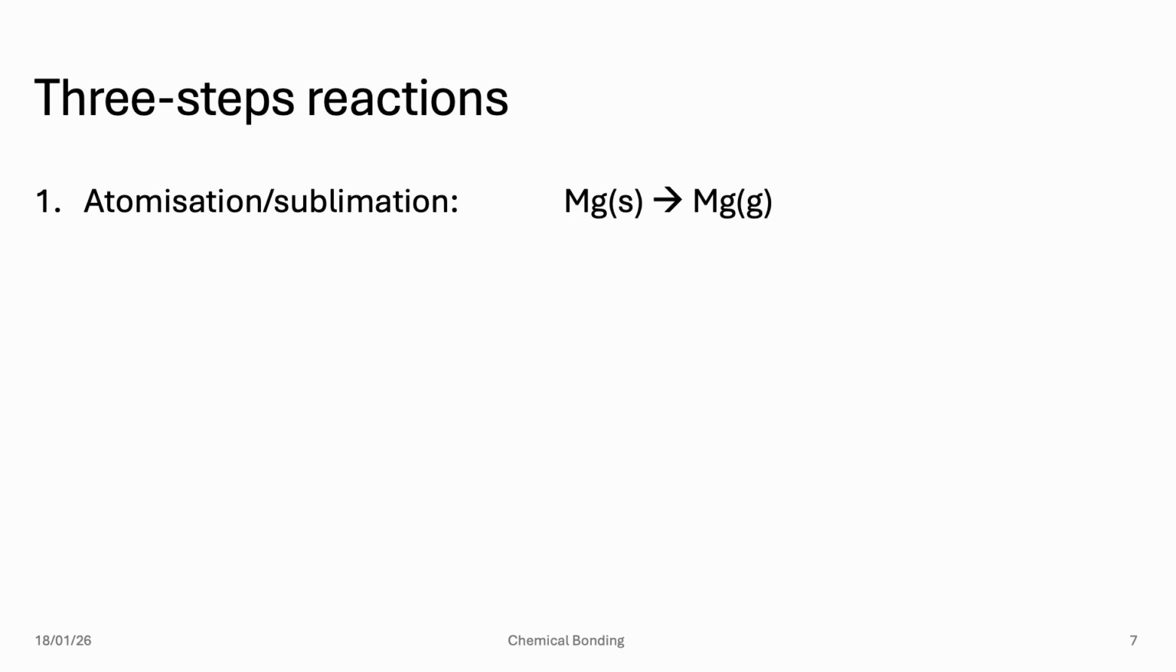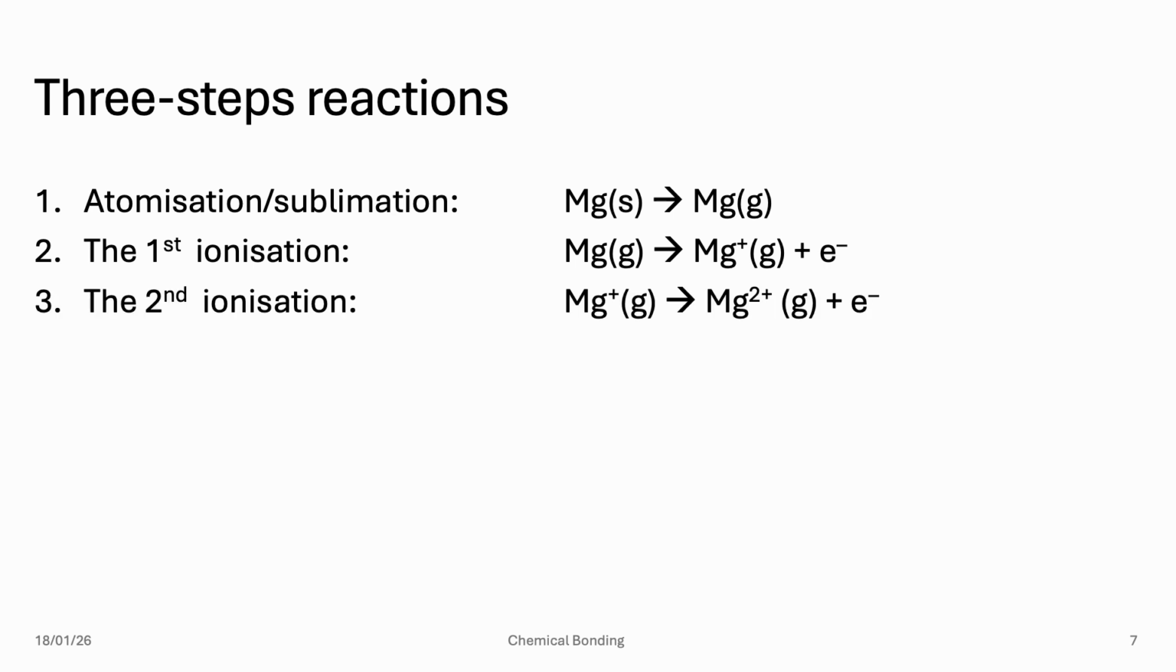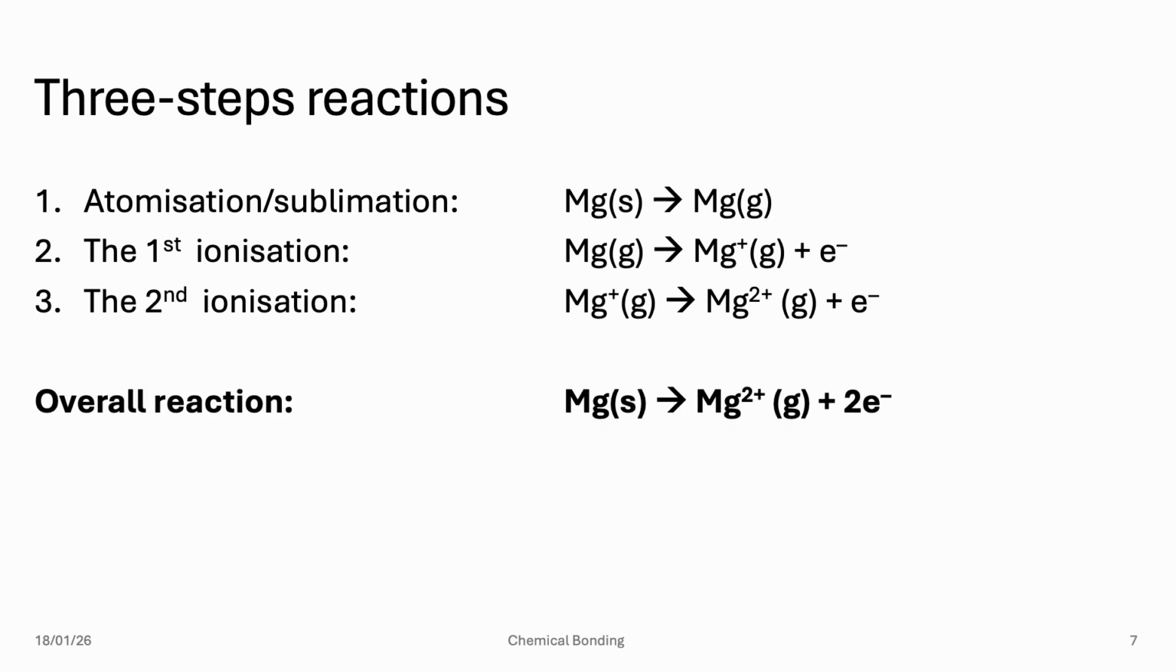While in the multiple-step reactions, we have atomization or sublimation of Mg to form Mg gas from Mg solid. Then the first ionization from magnesium gas to form magnesium plus electron. And if energy is still sufficient, it will form the second ionization, so magnesium plus becomes magnesium 2 plus gas plus electron. So the overall reaction is magnesium solid to form magnesium 2 plus gas plus 2 electrons.